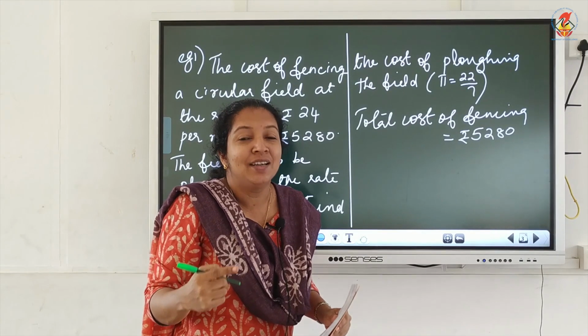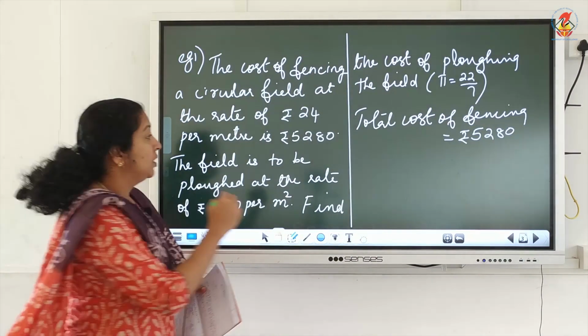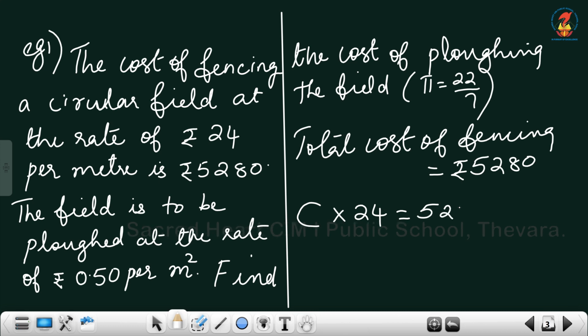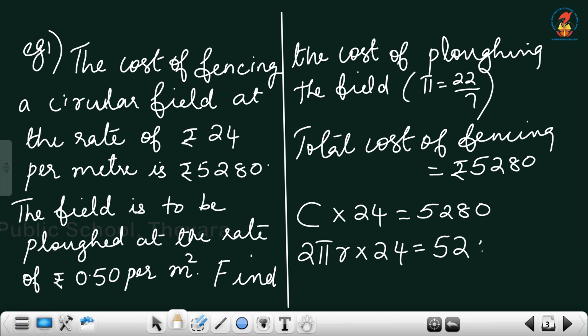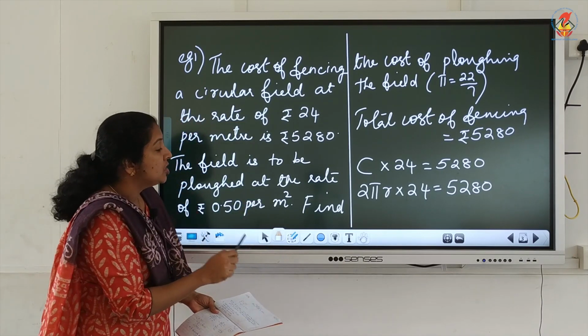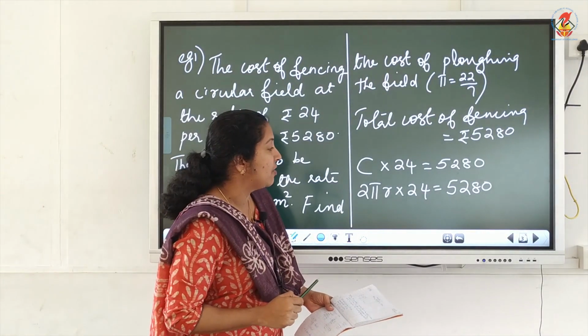So, what you have to find? The circumference. Cost per meter is also given as rupees 24. So, circumference into 24 will give 5,280. What is the formula to find the circumference? 2 pi r. 2 pi r into 24 is equal to 5,280. If the field is to be plowed at the rate of rupees 0.50 per meter square, find the cost of plowing the field, and pi is given as 22 by 7.